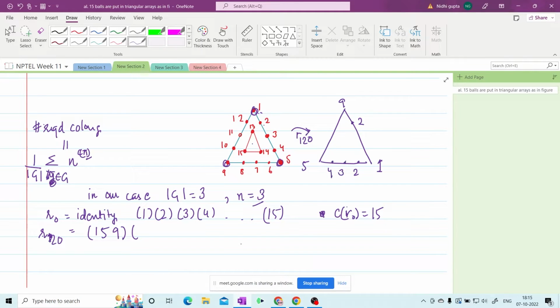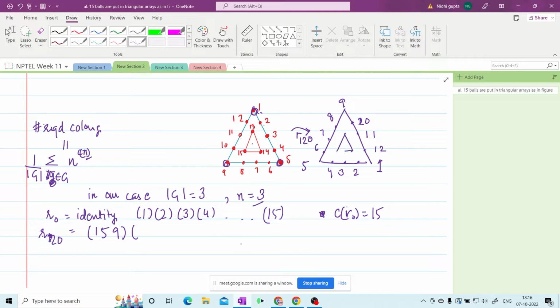Now this edge is becoming this edge after rotating by 120 degrees. So this is 6, 7, 8, 9, and now this edge is becoming this edge. So this is 9, 10, 11, 12. So is this fine?